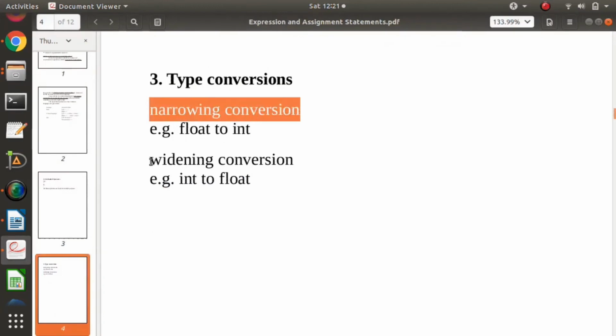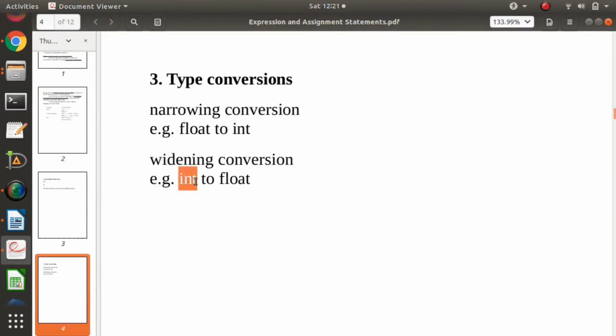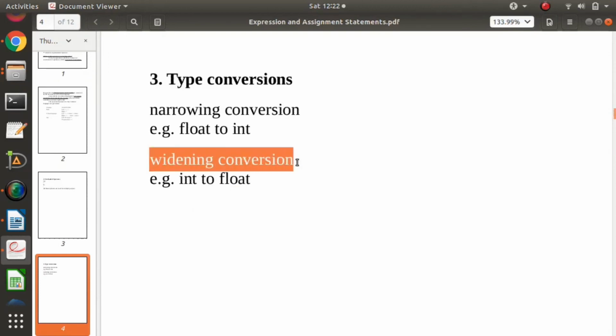Now another is widening conversion. From the name only we will come to know. Widening in the sense converting from one data type that has a smaller range, or smaller memory, to another data type that has a higher range, or higher memory. So smaller memory to higher memory, smaller range to higher range. If such a kind of conversion is there, this is called a widening conversion.